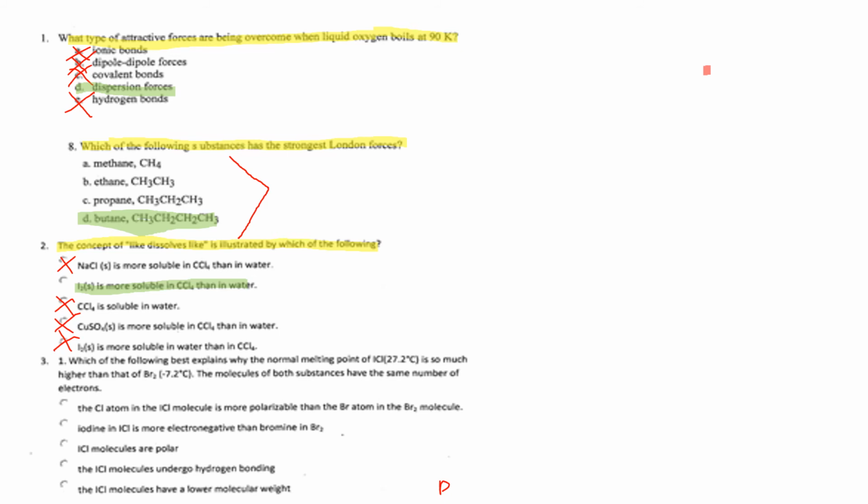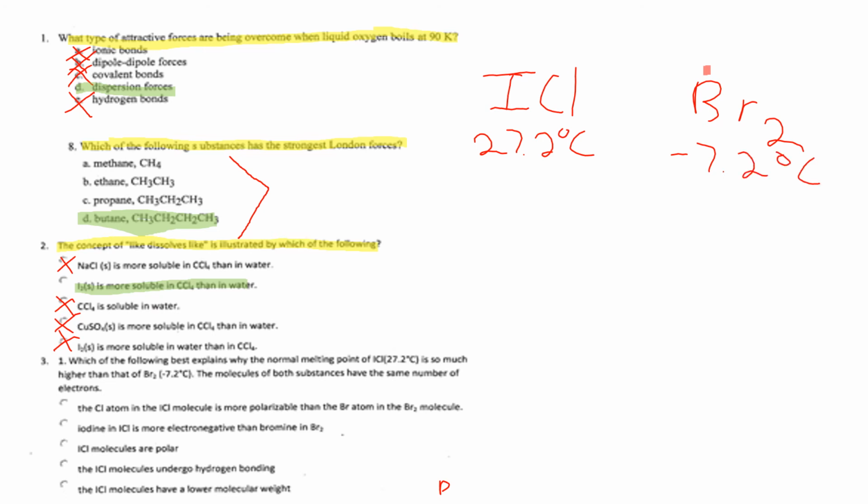So this asks, which of the following best explains why the normal melting point of ICl, 27.2, is so much higher than that of Br2. The molecules of both substances have the same number of electrons. So here's what we're trying to explain. We have two molecules, ICl and Br2. What do we know about these molecules? Well, it tells me the melting point of the ICl is 27.2 degrees Celsius, and the Br2, negative 7.2 degrees Celsius. So ICl has a higher melting point than the bromine does. That means there are stronger intermolecular forces in the ICl than there are in the Br2.